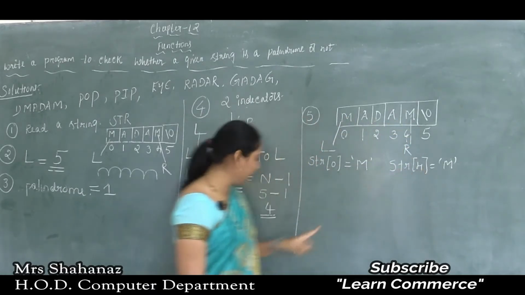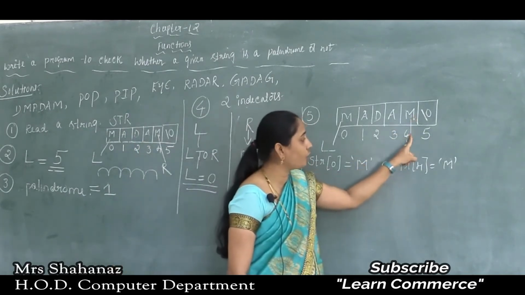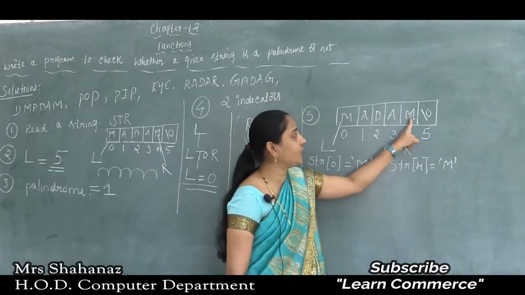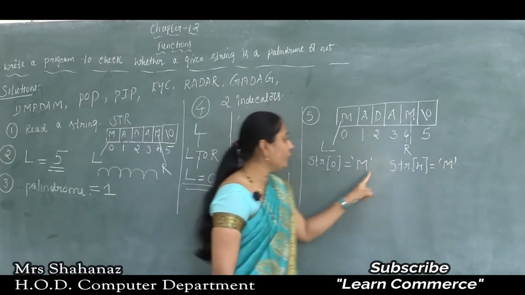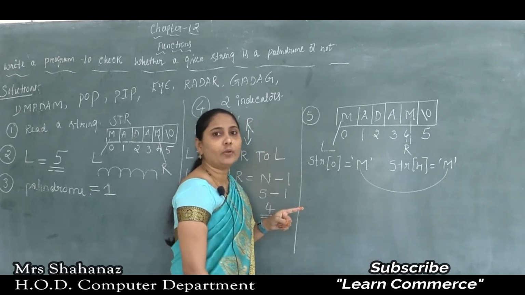Where did the 4 come from? It is the answer we got in R. Clear this one here? The str of 4, in the 4th position, which character is there? M. Now you have to check whether M is equal to M. Yes, the M value is equal to M.